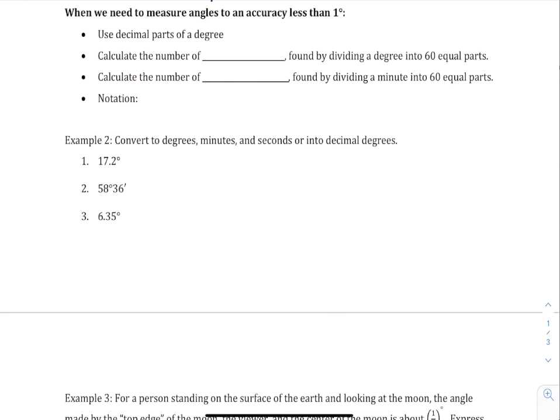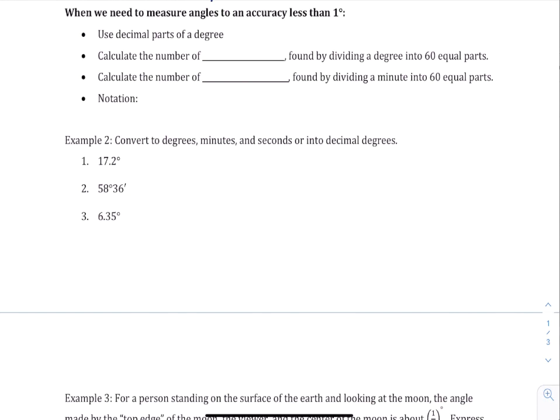There are many times that we need to measure angles to an accuracy less than 1 degree. If you imagine a circle and it's divided only into 360 pieces, while that does seem like a lot, if you're dealing with something that's very large, then the degrees are going to end up being a relatively large span there. So often we want to have a way to measure something even smaller than a degree.